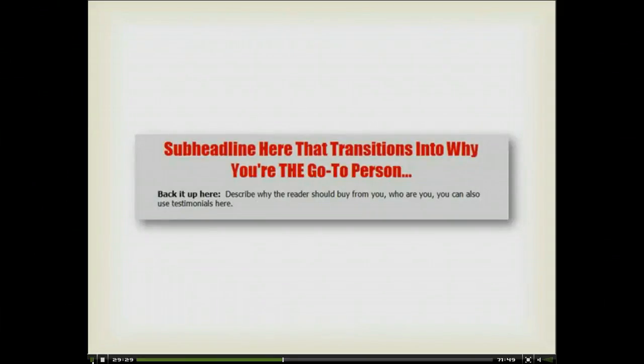Next, we're going to add a sub-headline here that transitions into why you're the go-to person. Because remember, last week we talked about some objections that your customers are going to have. They're sitting there going through this, thinking, well, this all sounds great, but is there anybody else out there that would be a little bit better, more experienced than you? They've got objections going on in their mind, and you want to take care of those anytime that you can throughout your sales copy. So you're also going to back it up here and describe why the reader should buy from you. You're going to tell them who you are. You can also use testimonials here, where other people are testifying to your credibility or your expertise.